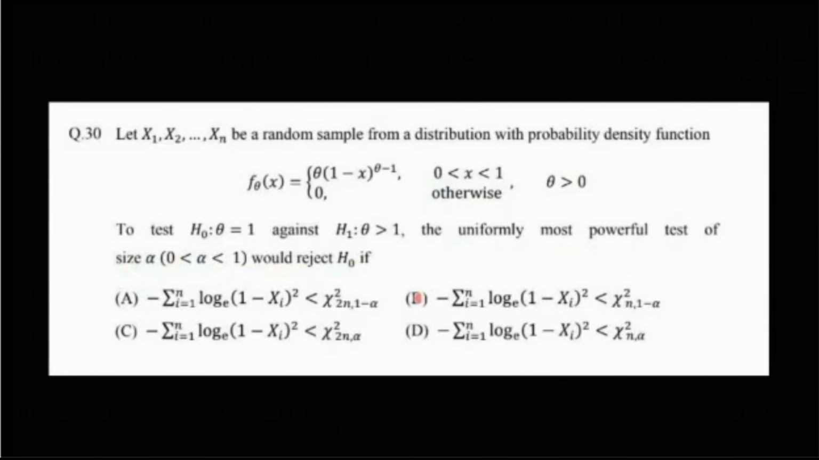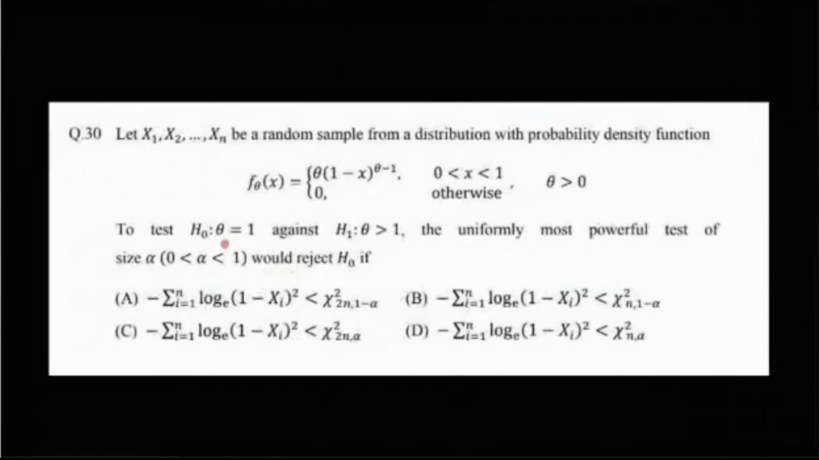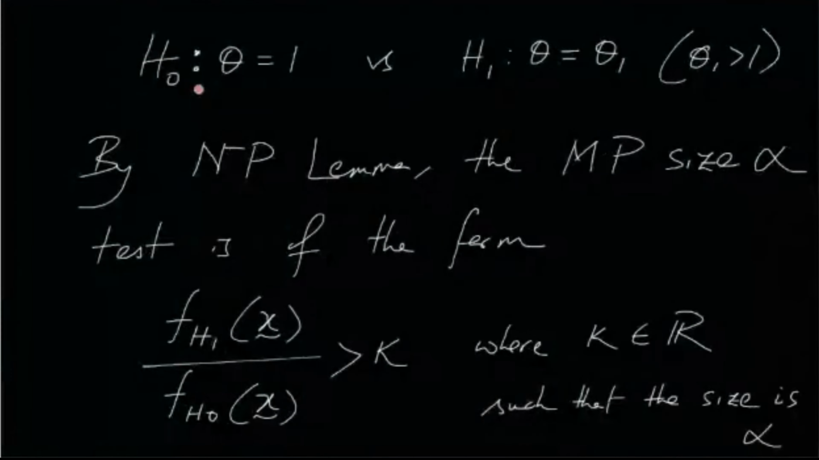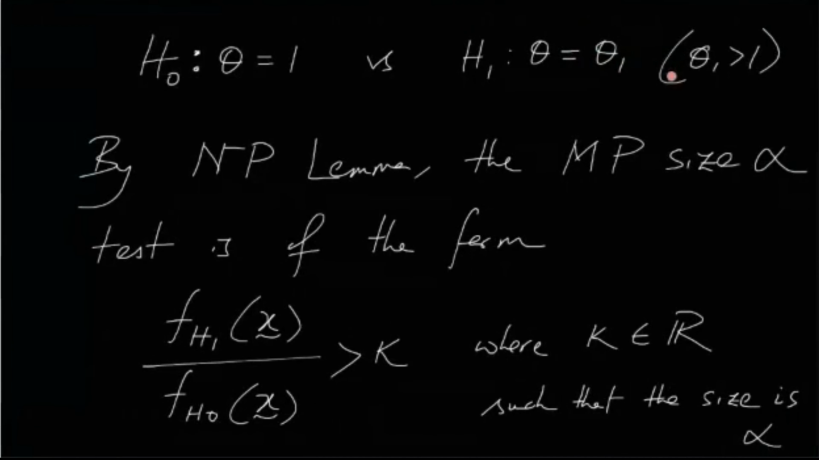So basically we have to find the test rule for rejecting H0, the UMP, the uniformly most powerful test. Now here the null hypothesis is simple, but the alternative hypothesis is composite, right? So what we're going to do is write this as H0: theta equals 1 against H1: theta equals theta 1, where theta 1 is greater than 1. This is just the same thing as theta greater than 1. Here we're just choosing theta to be a particular theta 1 where theta 1 is greater than 1.